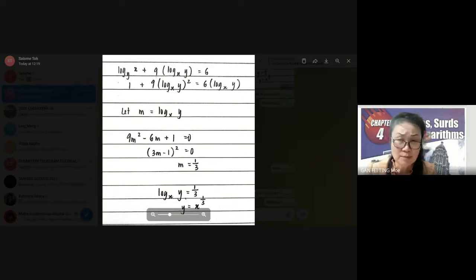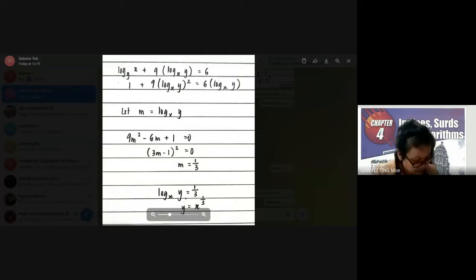During the group discussion, you might not have a problem. But in the exam, you will have a problem, because you try to skip, and you are in a very tense mode during the exam. Anyhow, very good, because whatever you manipulate, you should come to here. Then you let log base x of xy be m, then you substitute, factorize, and get m equals 1 over 3.